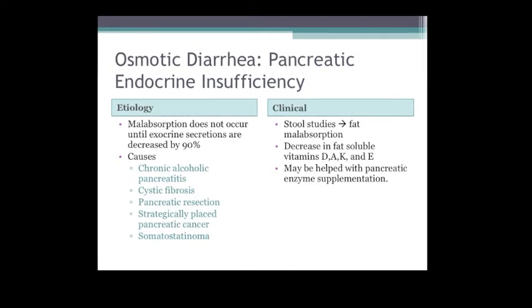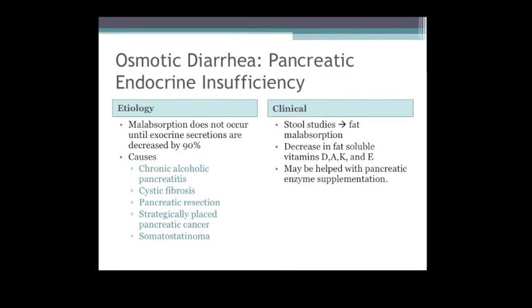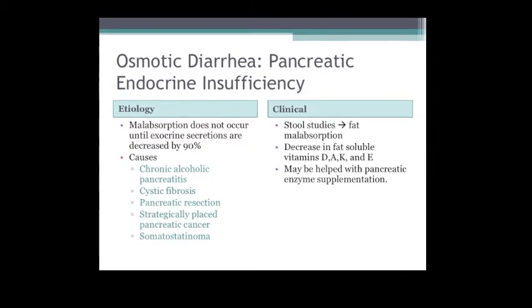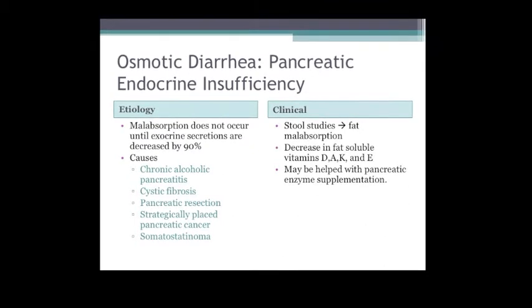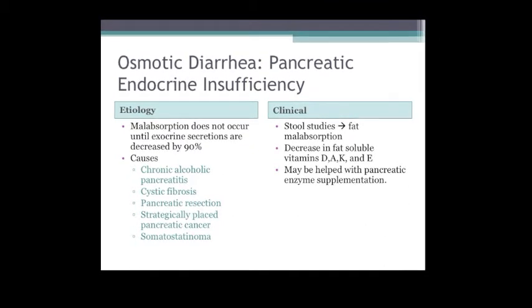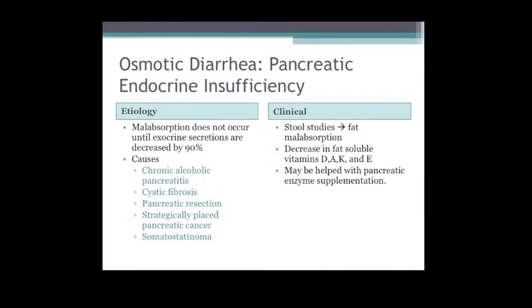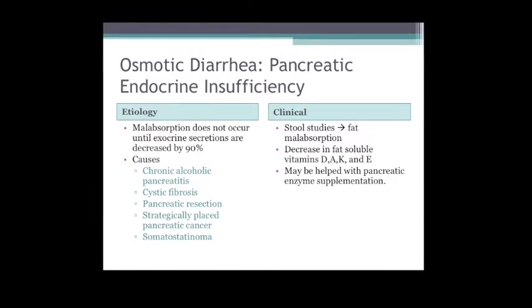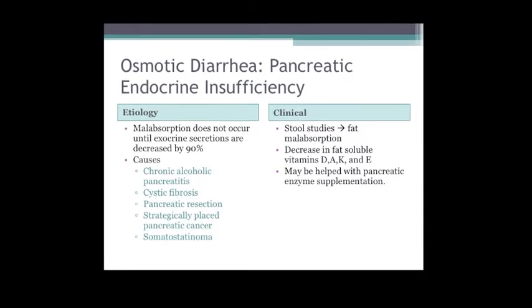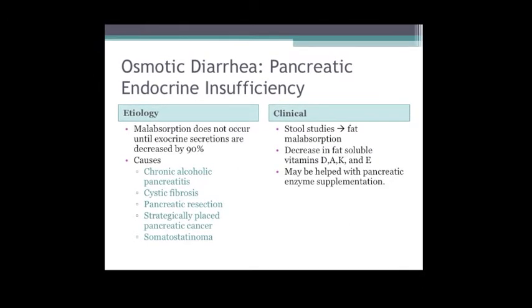Endocrine sufficiency: the malabsorption does not occur until the secretions are decreased by about 90%. Causes, again, I mentioned pancreatitis, but also cystic fibrosis, pancreatic resection, and pancreatic cancer can present with this, and there are a number of tumors that can do this as well, such as the somatostatinoma.